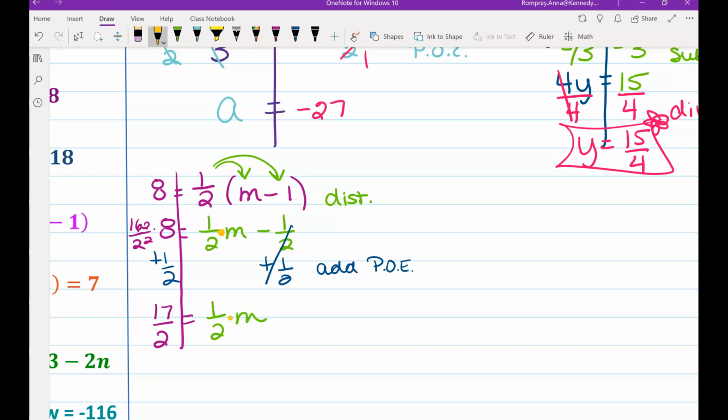Alright, so now I have two things I can do. 1/2 times m. So I can divide by 1/2. And remember, dividing by a fraction is the same as multiplying by its reciprocal. So I can also multiply by 2/1 because that'll cancel that. So if I multiply this by 2, now do you see why I left it as an improper fraction? Those cancel. So m equals 17.